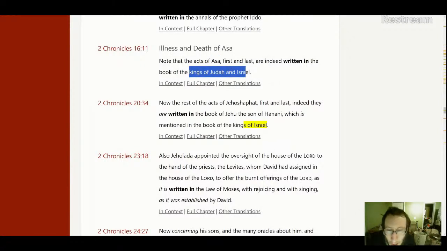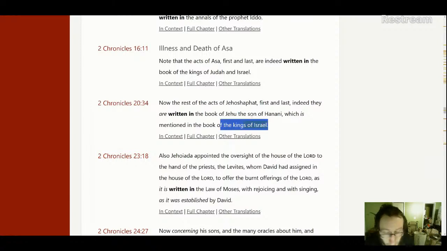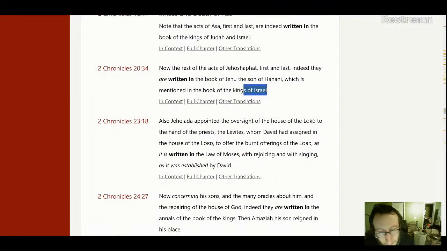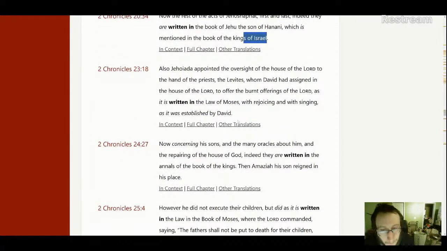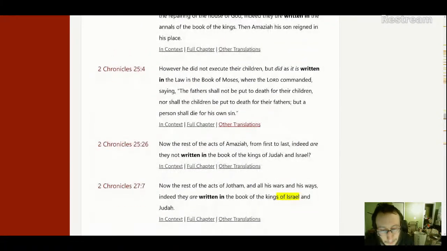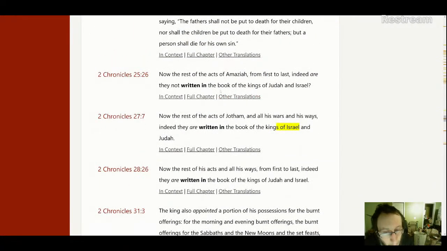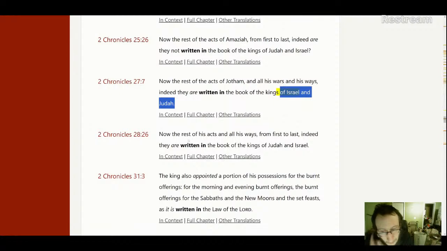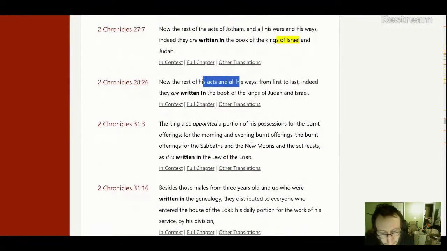So that's First and Second Kings. Then here we have the rest of Jehoshaphat. There's a book of the prophet Jehu, son of Hanani, who is mentioned in the Book of the Kings of Israel. So Jehu would have been in the Book of the Chronicles of the Kings of Israel. Okay, and then we have Amaziah, written in the Book of the Kings of Judah and Israel, so that's First and Second Kings. Jotham, First and Second Kings. The rest of his acts, also in First and Second Kings.